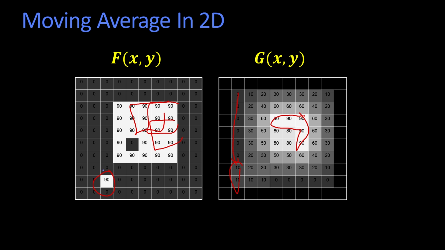And one of the things, by the way, you may have noticed is by the boundaries, we get these kind of dark values. And we're going to talk more about boundary conditions in a minute. All right.